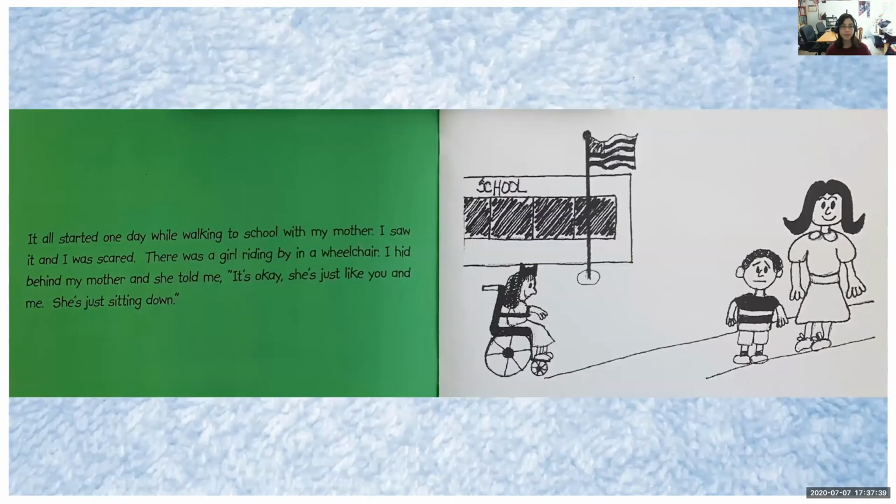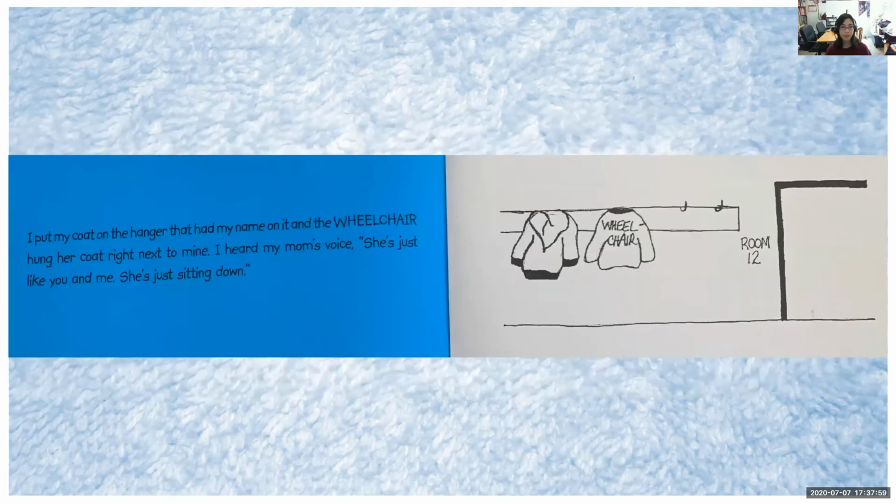The wheelchair. It all started one day while walking to school with my mother. I saw it and I was scared. There was a girl riding by in a wheelchair. I hid behind my mother, and she told me, "It's okay. She's just like you and me. She's just sitting down." I put my coat on the hanger that had my name on it, and the wheelchair hung her coat right next to mine. I heard my mom's voice. "She's just like you and me. She's just sitting down."